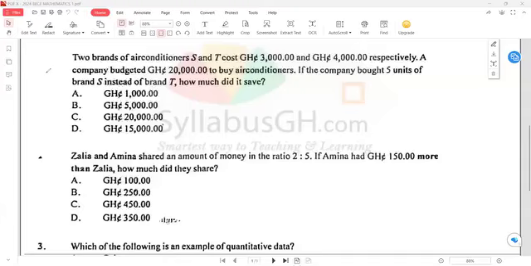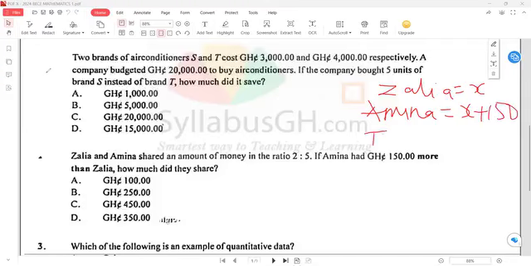Zalia. So it means that if Zalia had X, Amina should have 150 more, which then becomes X plus 150. So from this, their total should be X, Zalia's share, plus Amina, which is X plus 150. And that should be 2X plus 150.